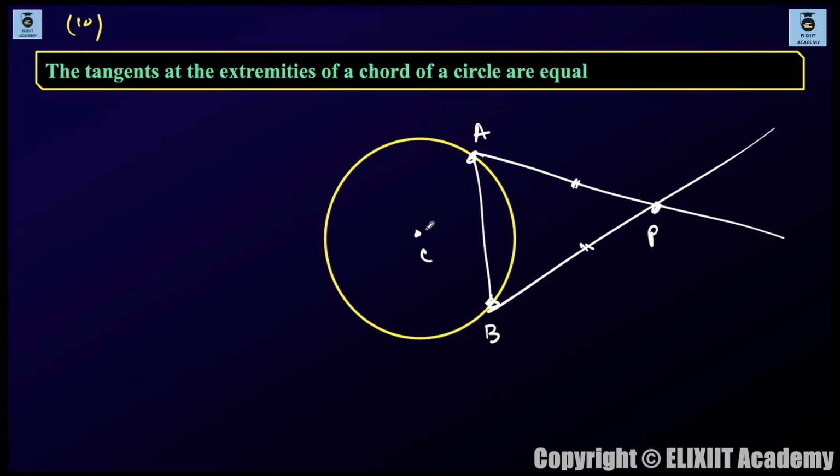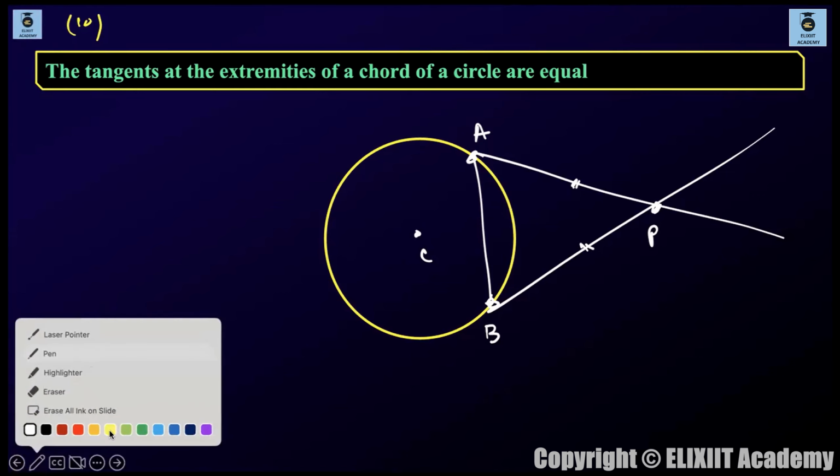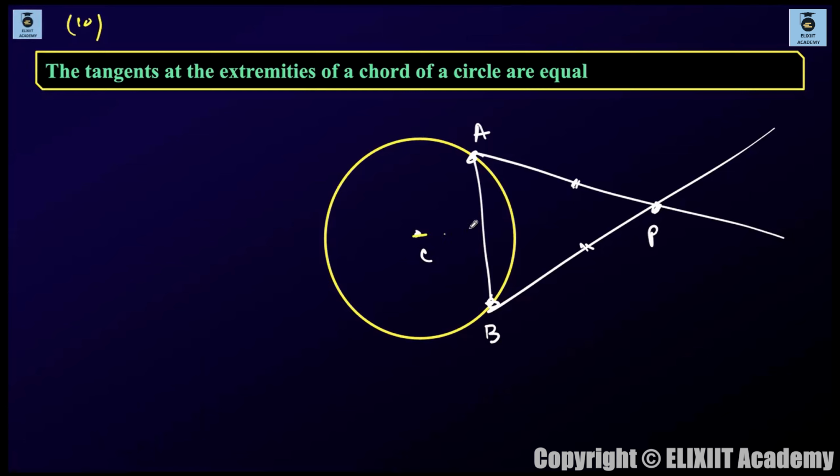There is one more thing to say from here. The proof is pretty simple. You join the center also. You join the center with the point of intersection of the two tangents.